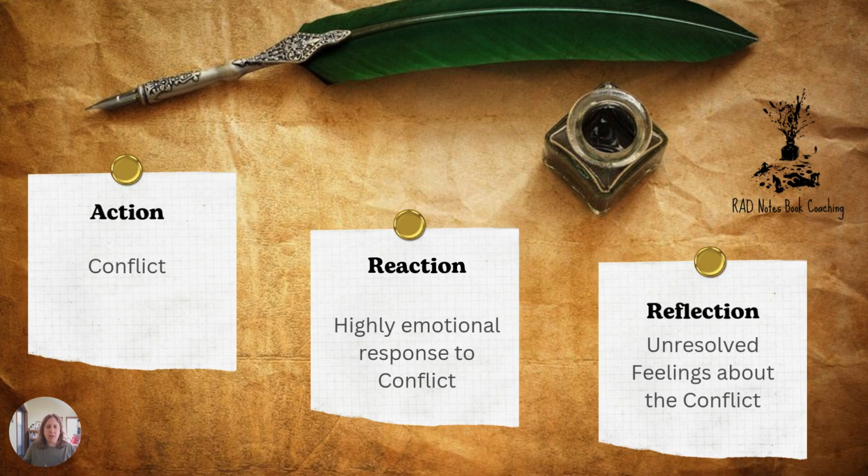So this is just an easier way to look at it: action is conflict. Reaction is the emotional response to that conflict. And again, your reflection is the unresolved issues about that conflict. And all three of these in a scene is going to create your suspense, your tension, that keeps the reader moving to the next scene, which is going to have all those same things again. So think of your scene as a short story within itself.